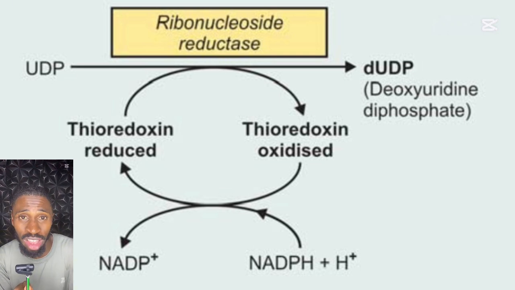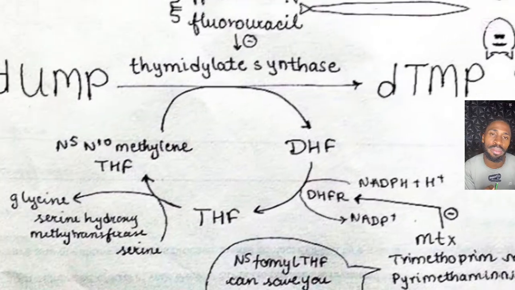Then from the oxidized form of thioredoxin, NADP plus is reduced to NADPH in the same reaction. Remember, we oxidize thioredoxin, so thioredoxin is now reduced back by utilizing NADPH. NADP plus to NADPH. Don't forget. Now we have formed dUMP. What will we use now? From dUMP we can now form dTMP.